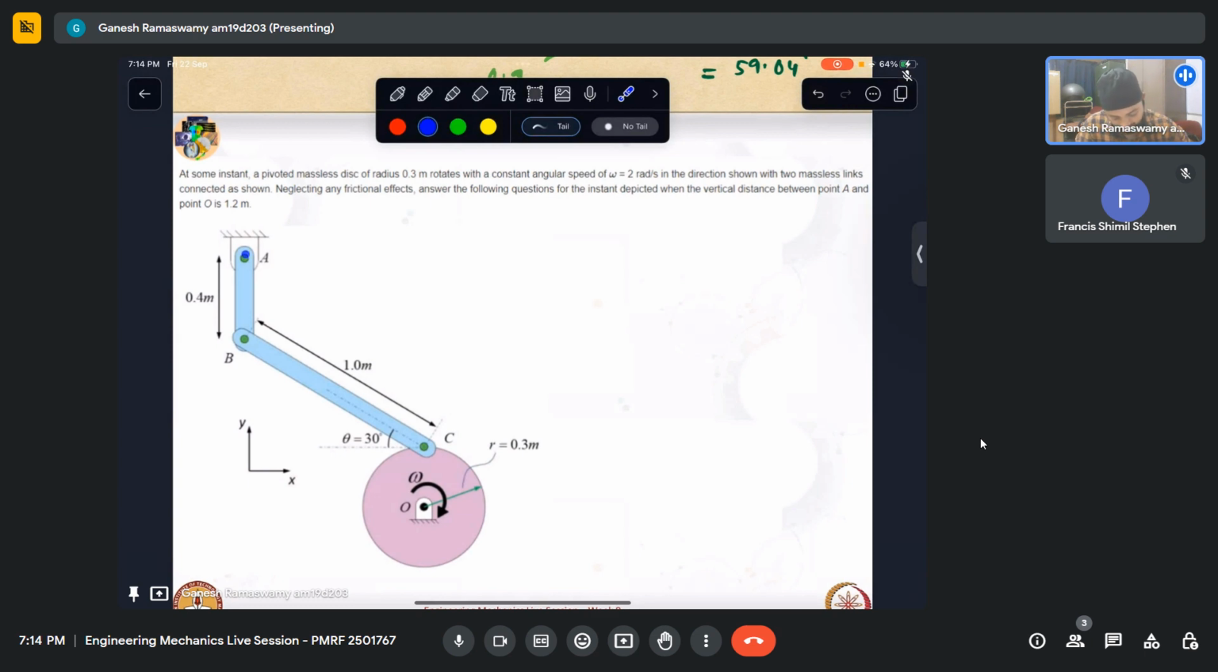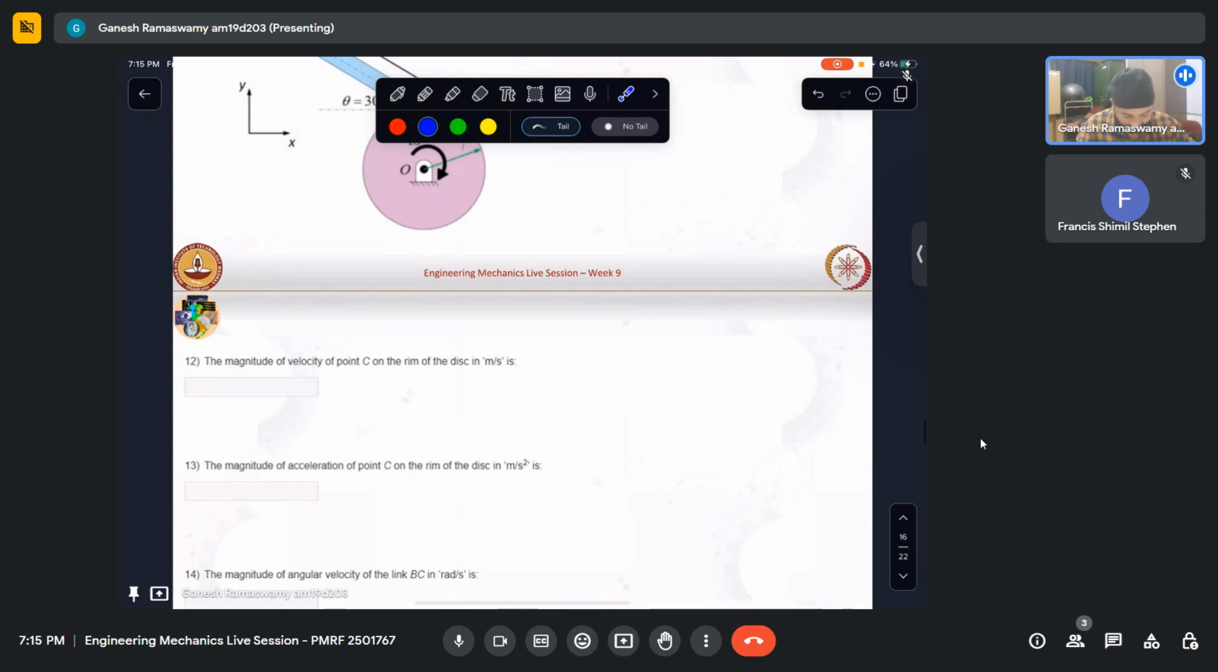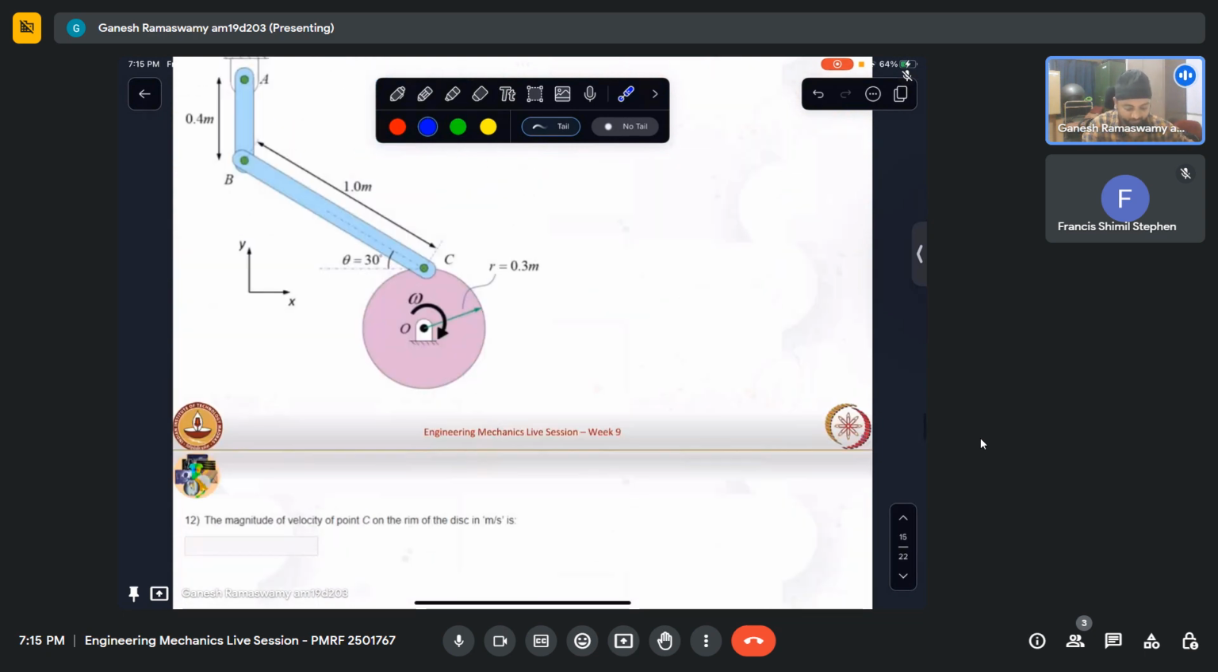So we have one link over here of length 0.4 meter. Then we have another link like that, which is making an angle of 30 degrees with this point. And then this radius is 0.3. Neglecting any frictional effects, answer the following questions. So what is asked? Magnitude of velocity of point C, acceleration of point C.